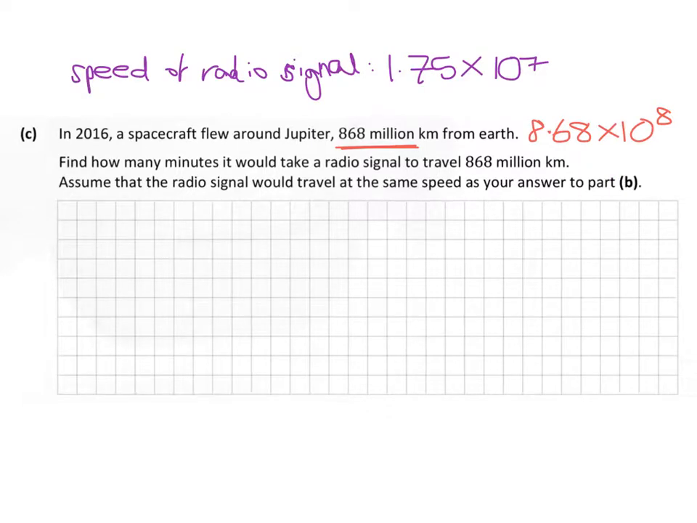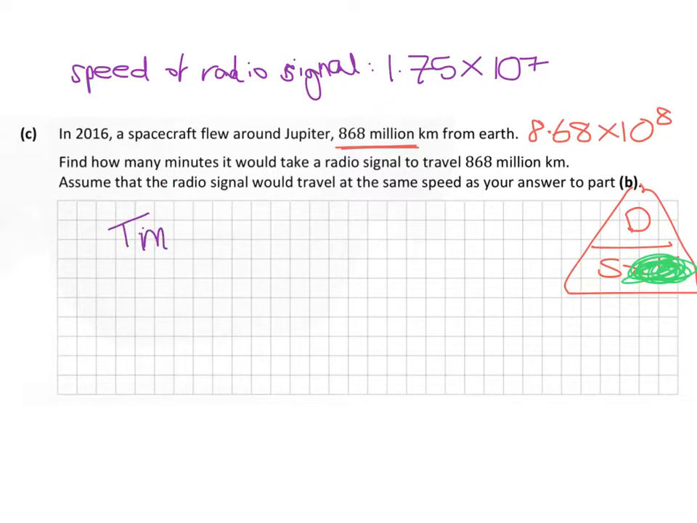Okay, so the last part of the question asks us to find how many minutes it would take a radio signal to travel 868 million kilometers. So again, minutes, distance, and we've got the speed of the radio signal. Again, we want to write out our formula, the distance, speed, time triangle. This time, we want to find out how many minutes, so we're looking for the time. We cross off the T and we're left with time equals distance divided by speed.